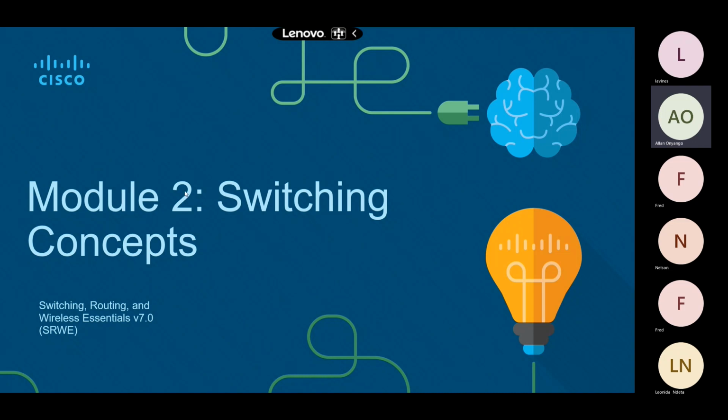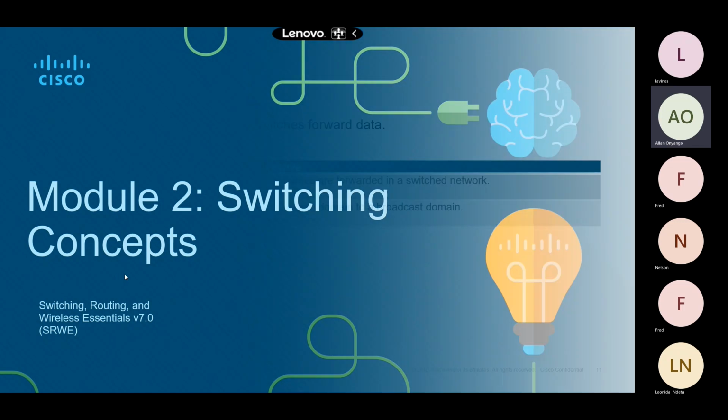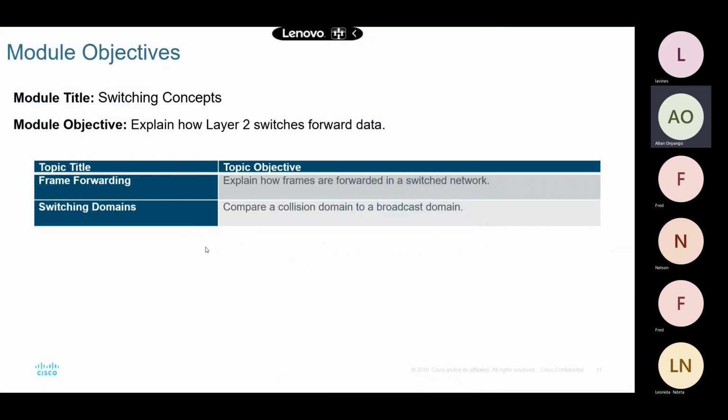Like I said, this is the switching concepts chapter. It's a very, very brief chapter. Most of the things are things we had actually learned in the CCNA 1 course. And I hope I've already enrolled all of you in the course, so everyone should be able to see the concepts.